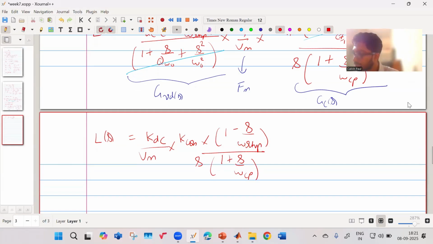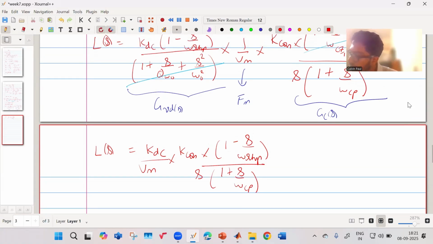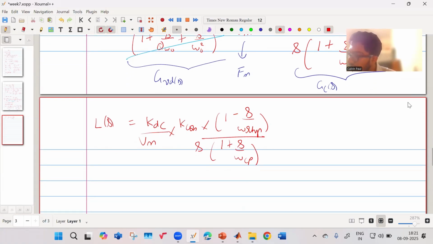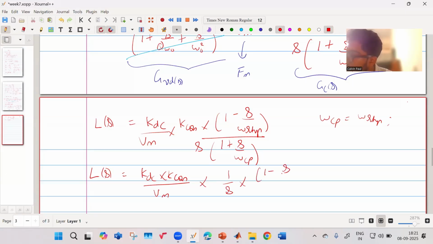Okay. So we have brought it now to second order form. In the case of a buck converter, there's no omega RHP, so it becomes much simpler. But in the case of a boost converter, it becomes difficult. So what we do is we place our omega controller pole at the omega RHP location. So how does it look? L of S becomes KDC into K controller DC gain on Vm into 1 upon S into 1 minus S upon omega RHP upon 1 plus S upon omega RHP.